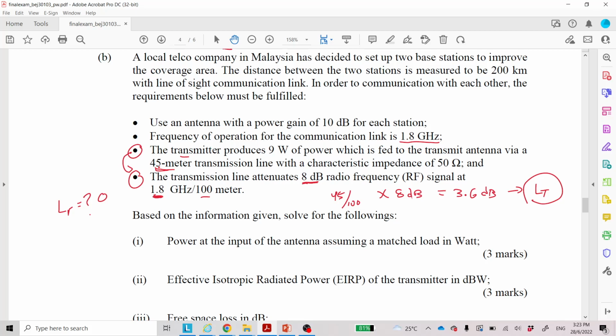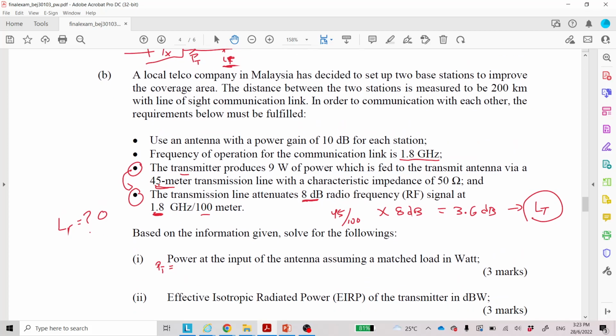Therefore, in order to find this, first you need to find the PT. In the question it is given as 9 watt. The transmitter produces 9 watt. In terms of decibel, it is going to be 10 log 9. So you're going to get this equal to 9.542 dBW.